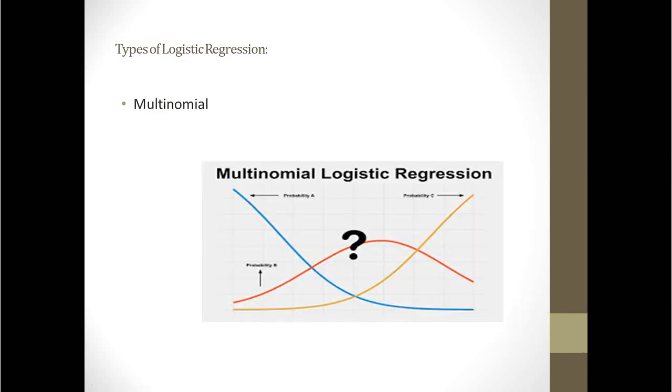The second type is multinomial. In this kind of classification, a dependent variable can have 3 or more possible unordered types, or types having no quantitative significance. For example, these variables may represent type A, type B, or type C.